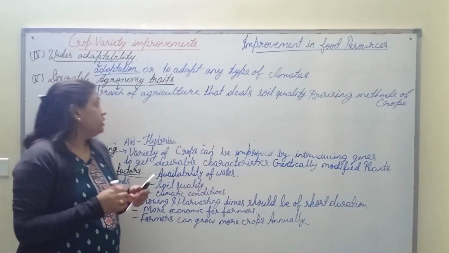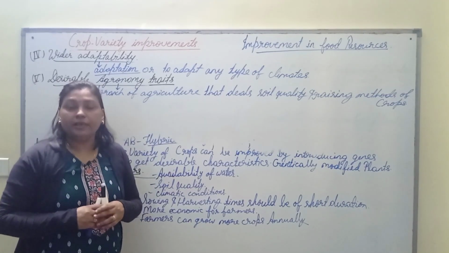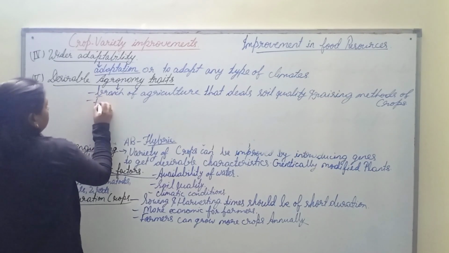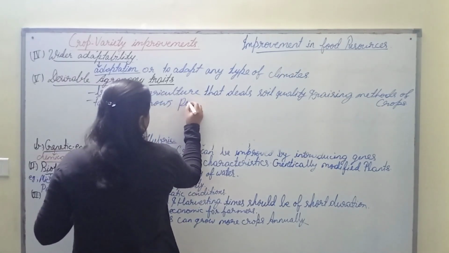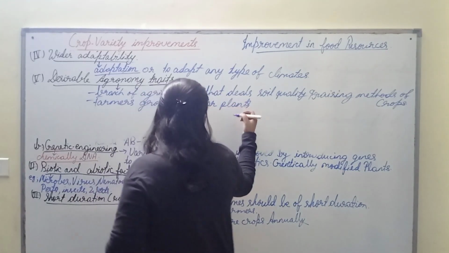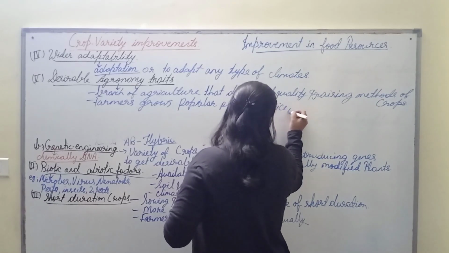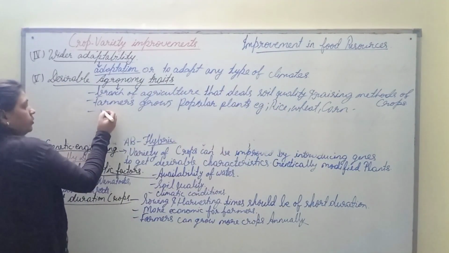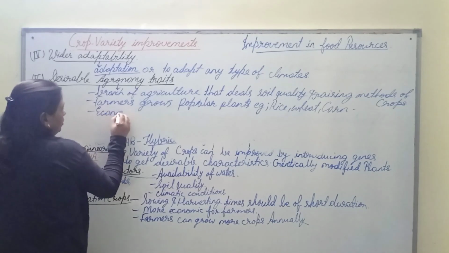So, in such cases, farmers grow those plants that are more important, for example, rice, wheat, corn, maize, etc. So the farmer basically grows popular plants, that means the plants that have more demand, like rice, wheat, corn, maize, etc. So such methods are more economical for farmers.